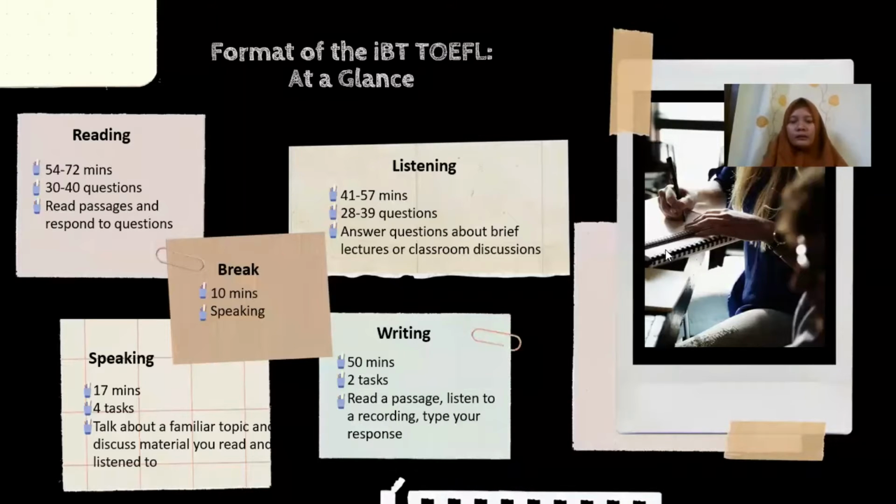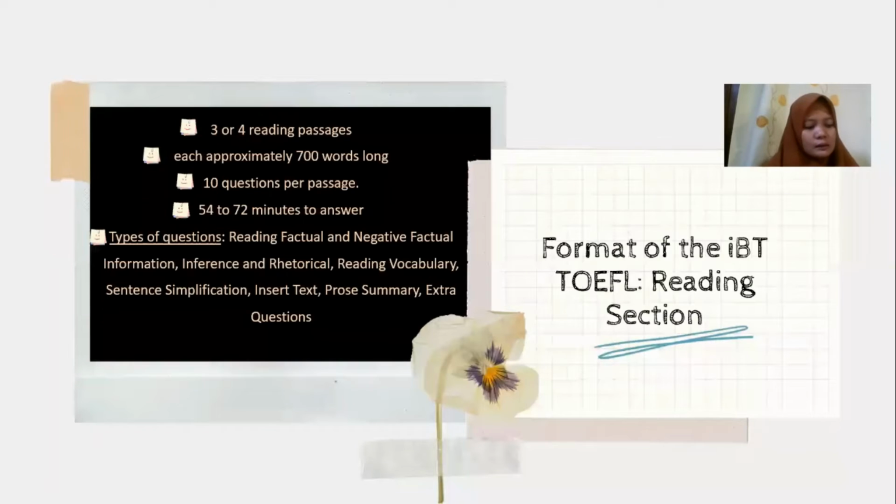Okay, here is the format of the IBT TOEFL. IBT TOEFL covers 4 sections. There are reading, listening, speaking, and also writing sections. And I will explain them one by one. So the first one is the reading section. The reading section is intended to assess how well you can read and understand material in an academic environment. The types of questions are factual and negative factual information, inference and rhetorical purpose, reading summary, sentence simplification, insert text, prose summary, and also extra questions.